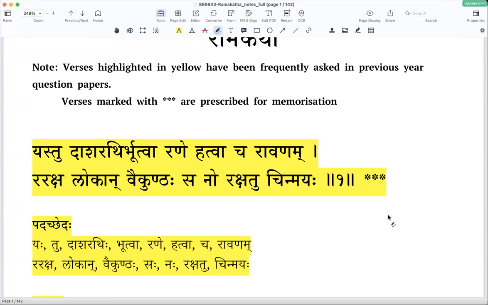Vikunthasya bhavaha Vaikuntha. Sthana, dhama, whatever, there is no difference there. There is no difference between Vishnu and the place he stays, which is Vaikuntham. It's the same.